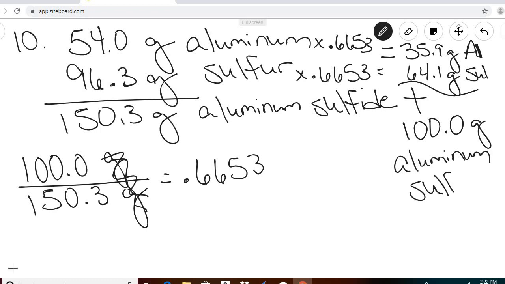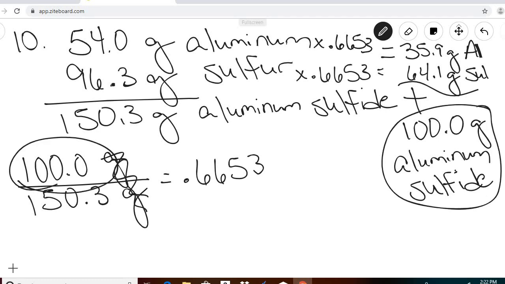So one way for you to check to make sure that your answer is correct is that the components that are being mixed together should add up to the quantity of the compound that you're trying to get. So you're trying to get 100, and these two add up to 100. That tells us that we got the right answer.